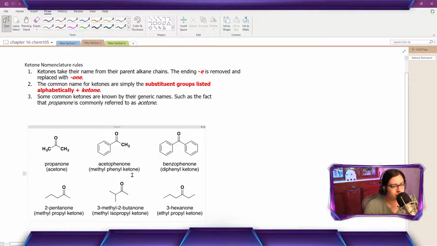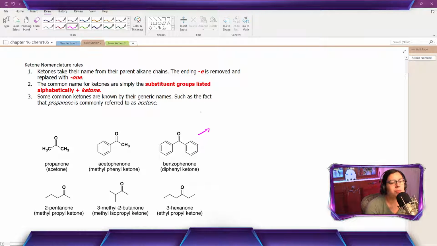And many of these have generic names. So this is acetophenone, or methyl phenyl ketone. And this one is known as benzophenone. This is actually a really cool compound. Benzophenone is used as a color indicator to let you know when your solvent is dry, essentially.